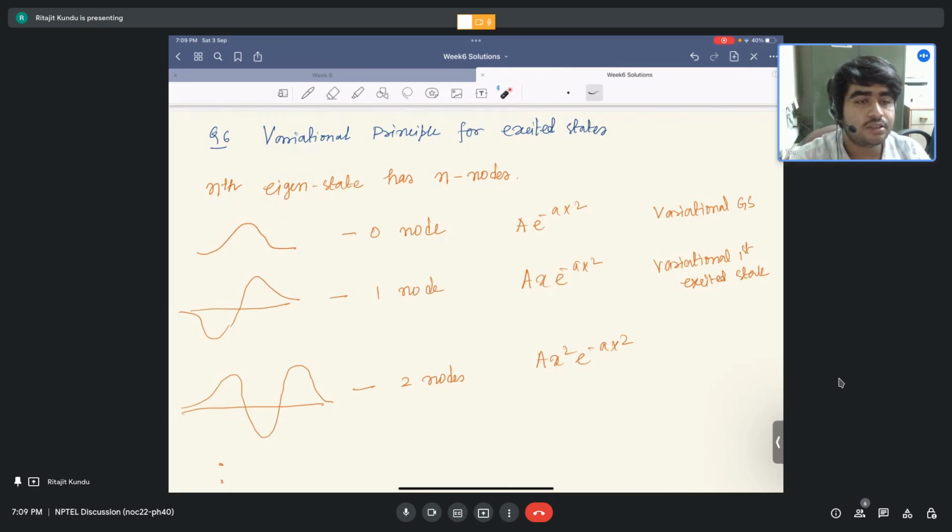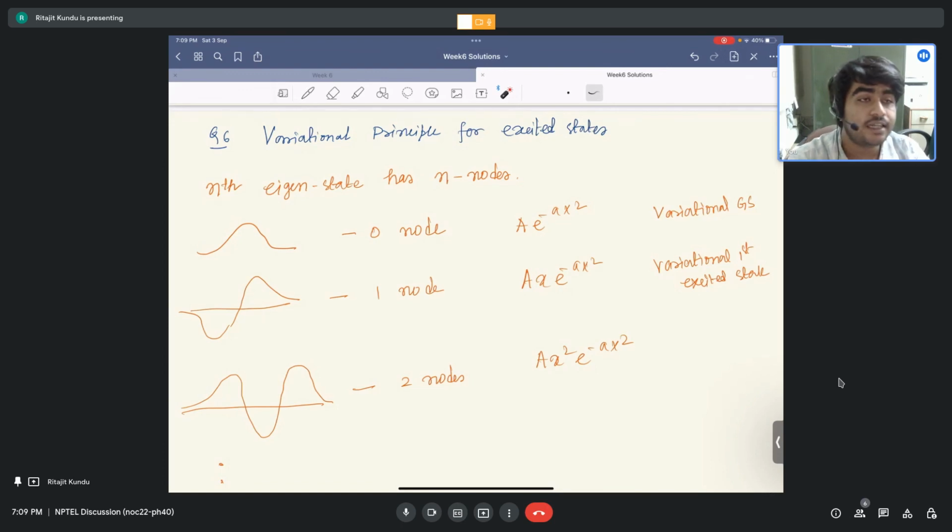Any questions? Yes, sir, I have a question. Sir, for the excited state, we can also follow the same variational procedure using a trial function, right? Yeah. Suppose we have the ground state trial function. For the excited state, the first excited state or the second excited state, must be orthogonal to the ground state. Yeah. So the trial function doesn't have to be orthogonal.